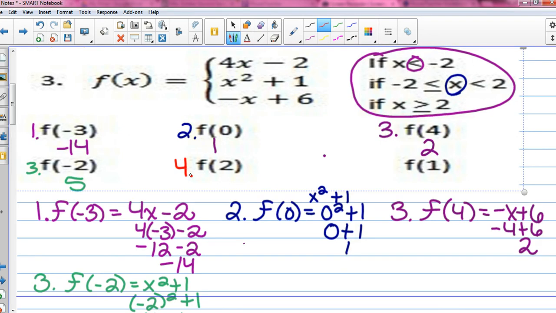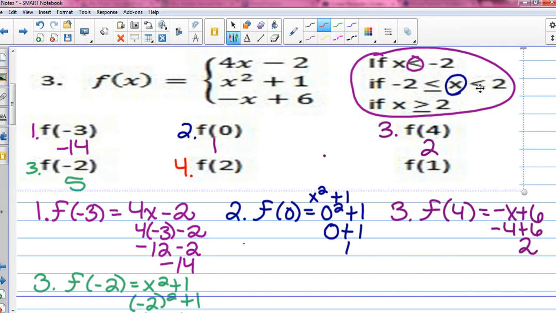Now f of 2. So I have to figure out where this goes. Is 2 smaller than negative 2? No. So I'm not using the one on the top. Does 2 fall between negative 2 inclusive and 2 exclusive? No. What I mean by inclusive is this negative 2 has an equal sign, so that means it's inclusive for the negative 2, but it's exclusive for the 2. There's no equal sign, so I'm not going to use that because this does not have an or equal to sign. So I go down to the bottom.